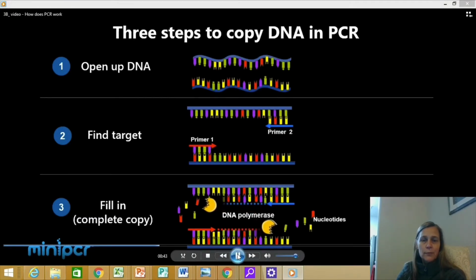Enzyme called DNA polymerase adds the building blocks of DNA called nucleotides.